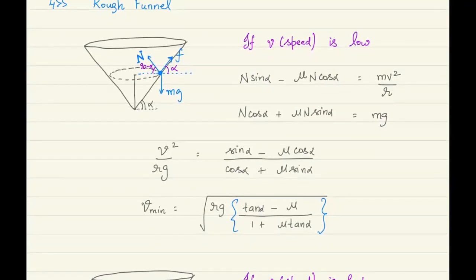So that's about this particular discussion. The exact same ideas can be used for banking of roads as well. Exactly the same conditions, just that the slant height of the funnel becomes the inclined plane. That's all.